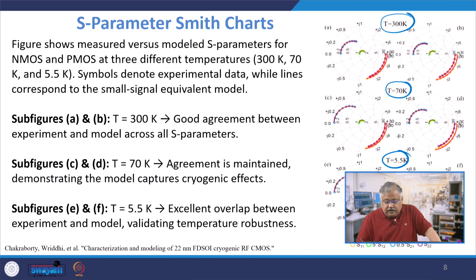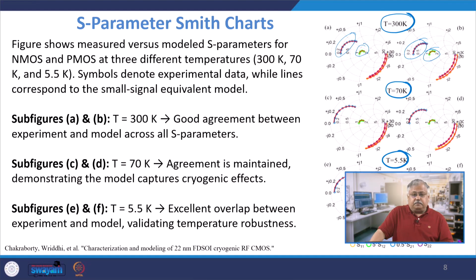The line ones are basically your small signal equivalent model, and the symbols which you see, the rounded symbols, are basically the experimental part. As you can see here, they are matching very well. The Smith charts are matching very well for the various modes of parameters which are available: S11, S12, and so on. At 300 Kelvin, there's a good agreement between experimental and model parameters across all 4 S parameters which are available.